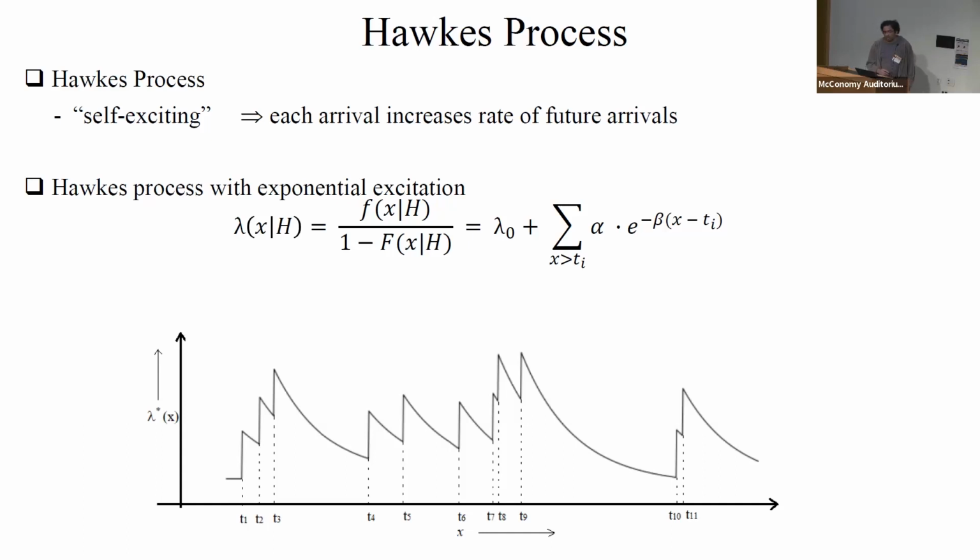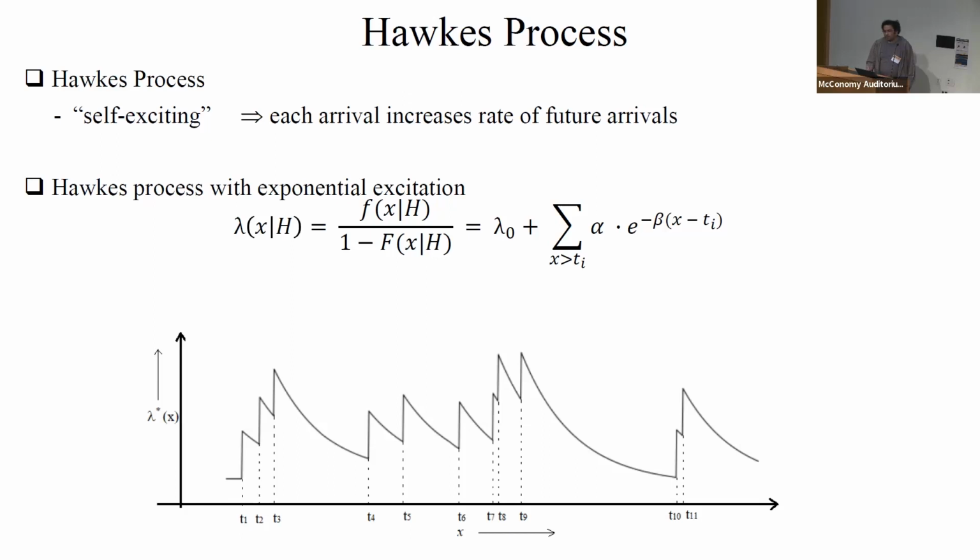So as you can see, lambda naught denotes the background intensity. Alpha is the sudden jump in the conditional intensity after an arrival, and beta denotes the exponential decay of the conditional intensity after an arrival.